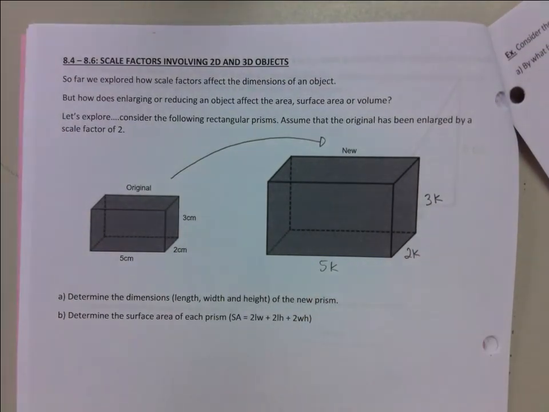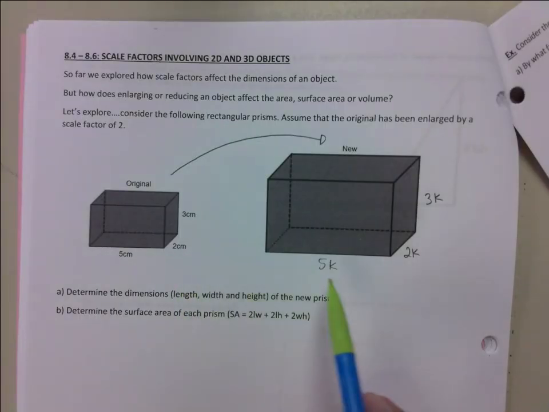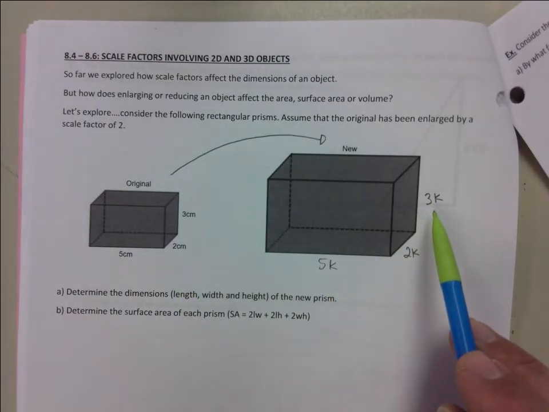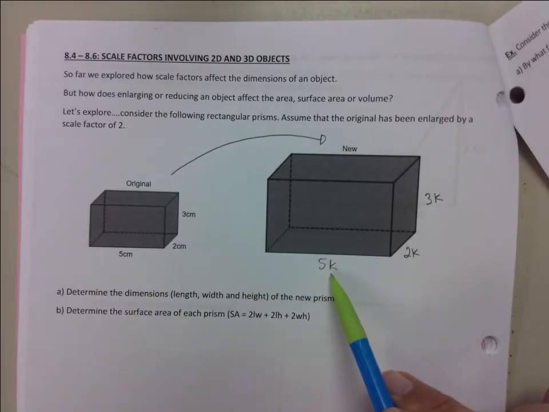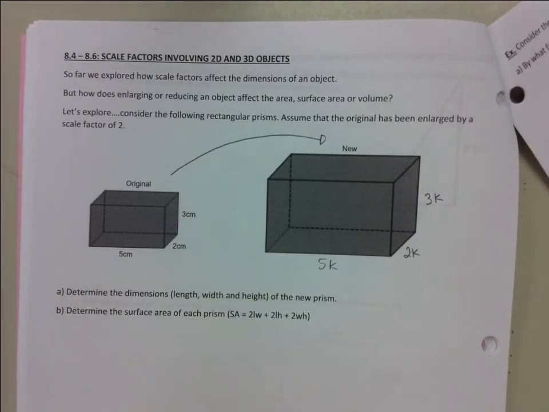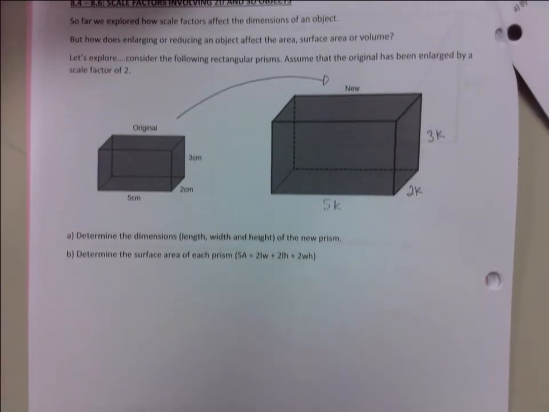Now do a mental game. Let's say k was 2. So you're doubling everything. 3 times 2 is 6, 2 times 2 is 4, 5 times 2 is 10. Imagine that k is technically a number, but I want you to see what that scale factor is doing.